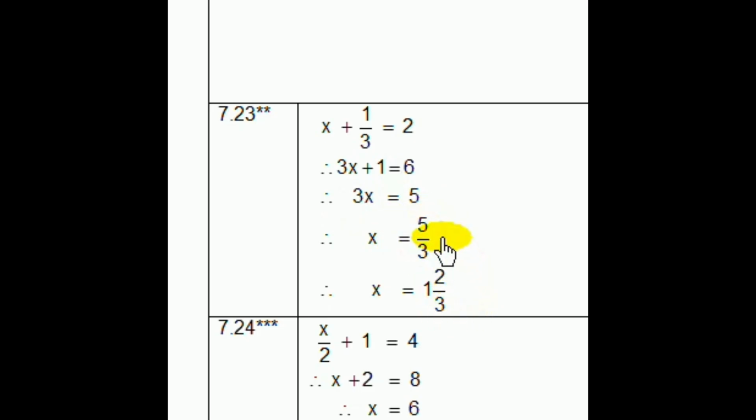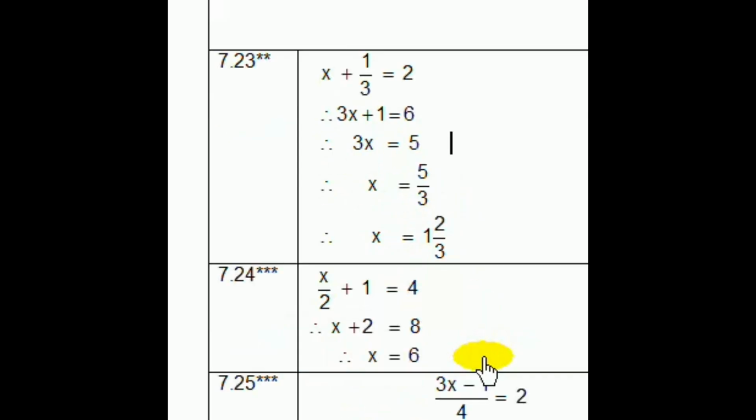Don't think that if you get a fraction, or that 5 cannot be divided exactly through 3 without a remainder, that your answer is incorrect. 5 can be divided by 3. It is 1 and 2/3 the answer.